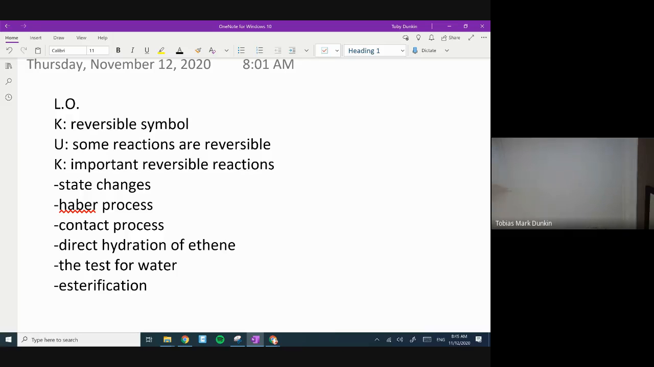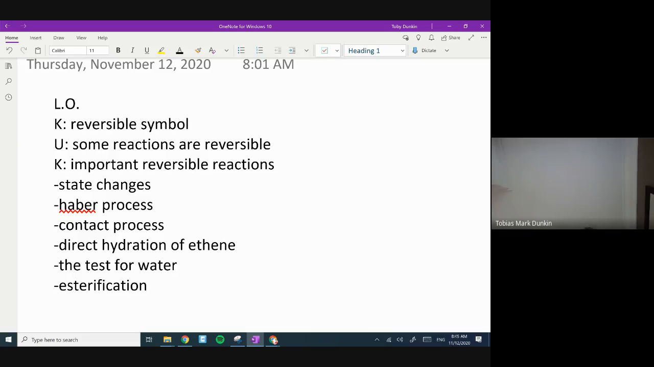You need to know that in reality, only about 20% of chemical reactions are reversible. It might even be less than that in reality. And we need to be able to give reasons when those reversible reactions happen and why others aren't. The last one is know some important reversible reactions.